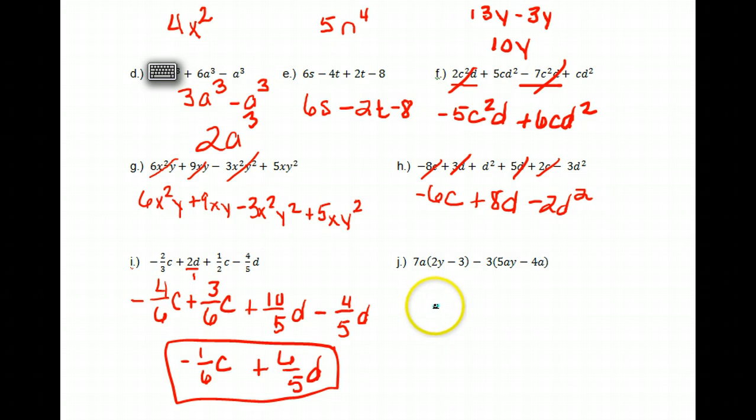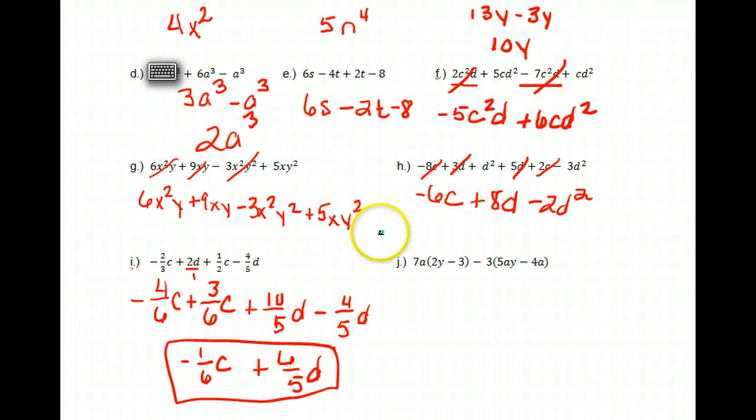Okay, last example requires you to distribute, combine like terms, and simplify. Go ahead and pause the recording, solve this last example, and then we'll come back together. Okay, at this point you should have solved letter J and you should be ready to go over the answer with me.